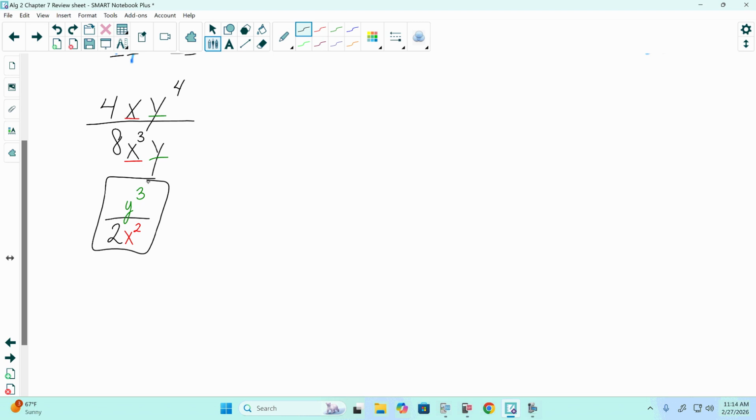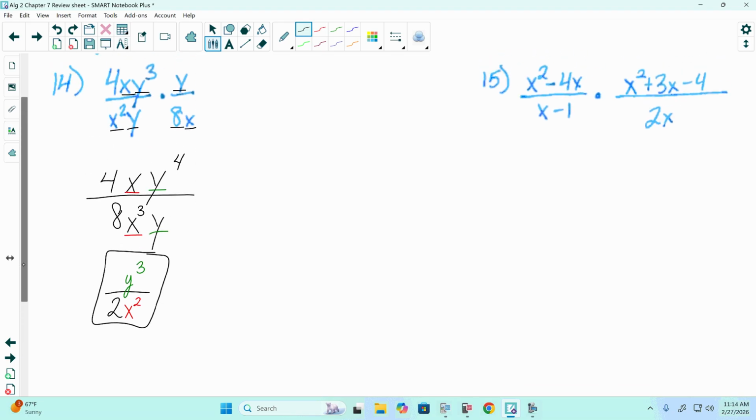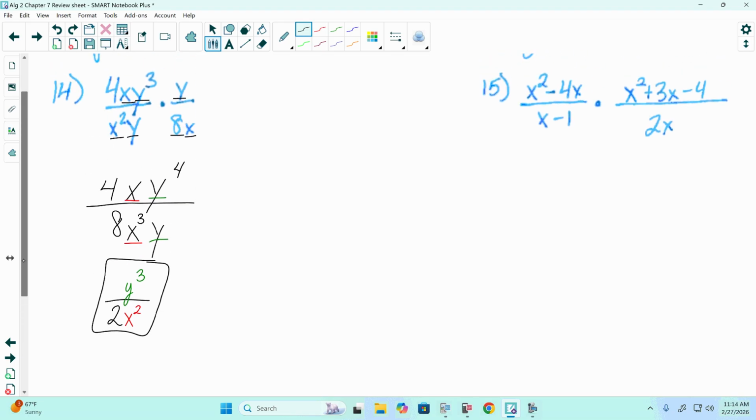Now, if it had worked out that all of the terms we had left were on bottom, I have to go back in and put a 1 on top. If all the terms on bottom simplified out, we do not have to write a 1 on bottom. We only have to write it if it's on top. Questions on 14, how we got to y cubed over 2x squared?